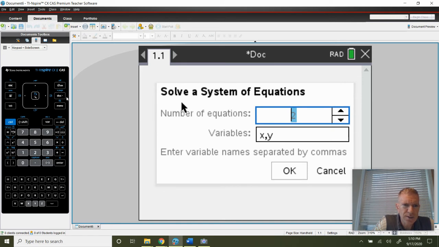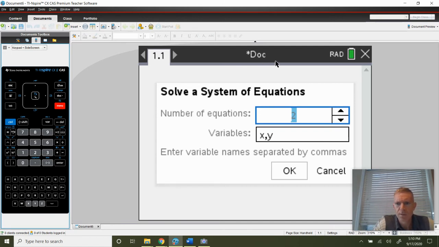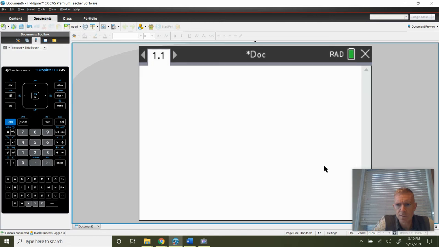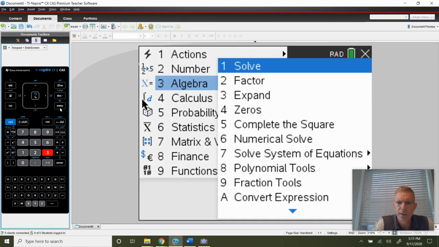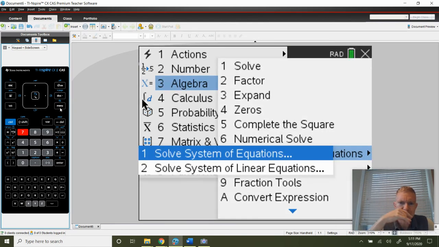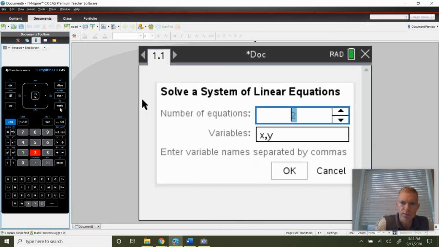Okay, actually, did we skip something? Let me try that again. Oops. Okay, cancel. Let's do that again. Menu. Sometimes it's easier to hit the numbers. So we'll do algebra 3. Solve system is 7. Solve system of linear equations, which is 2. That's going to make it a little easier for us.